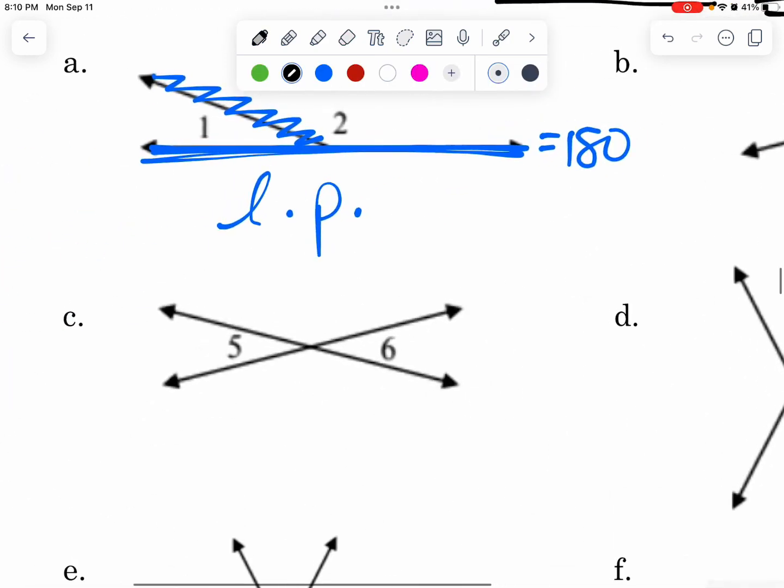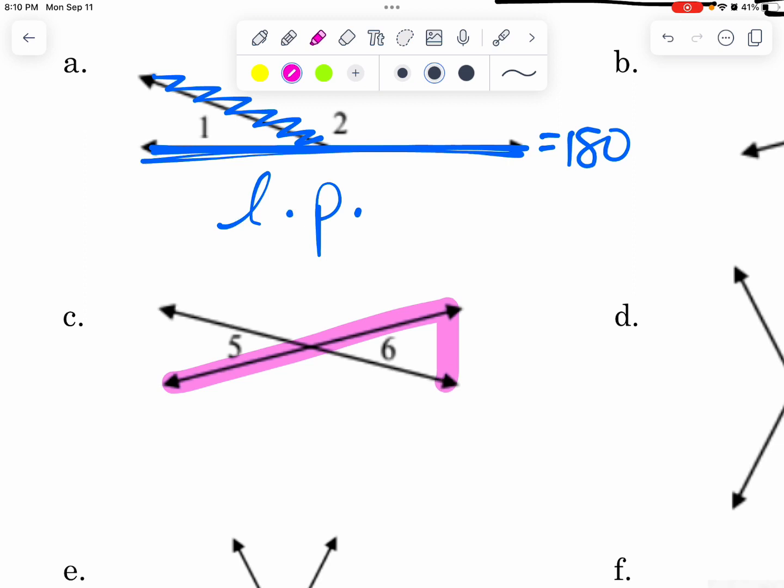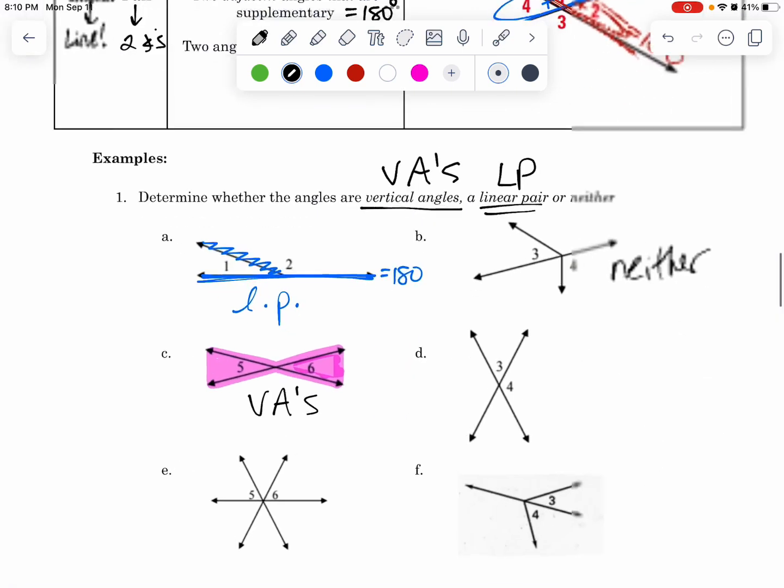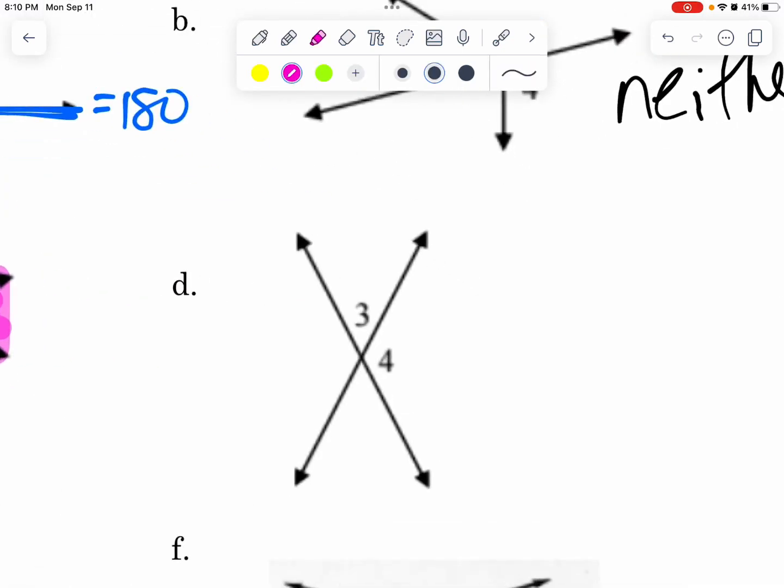Let's look at 5 and 6. I am definitely seeing a bow tie situation. 5 is here, 6 is here. Those are equal. Those are vertical angles. Letter D, I'm seeing a bow tie. I thought it was a bow tie, but 3 is here and 4 is not here, so it's not a bow tie.